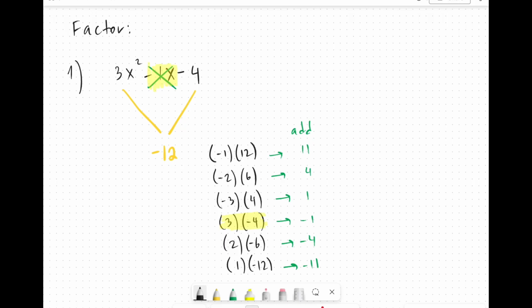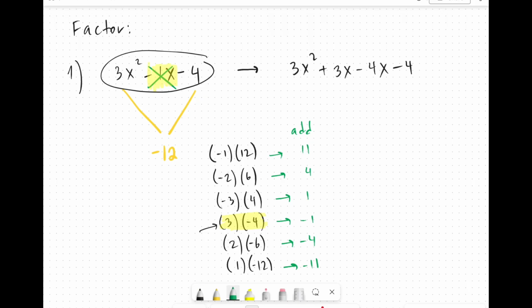So I'm going to write this problem over, and in place of negative 1x, I will be writing positive 3x and negative 4x from this pair. Now I will be factoring with grouping. To do that, I will group 2 terms in one set of parentheses and find the greatest common factor for each group. For the first group, it is 3x. And if 3x is dividing the first and the second term, you will be left with x plus 1.